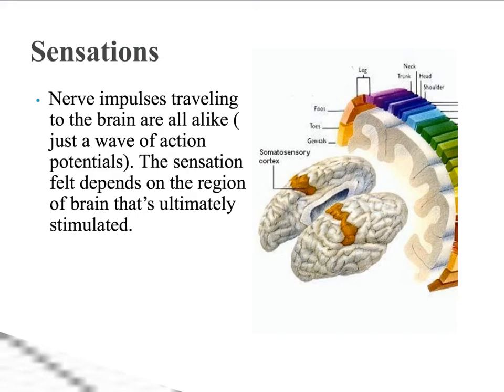Sensations all look the same en route to the brain. They're just nerve impulses, action potential waves traveling along nerve fibers. So it's not until the brain that we actually interpret what that sensation is. It all depends on where the impulse ends up in the brain. If that sensation travels from the body and ends up here, then I'm going to feel it in the trunk. If it's traveling through my body and it ends up in this part of the brain, then I'm going to feel it in my foot. So where the impulse ends up ultimately determines what type of sensation we interpret.